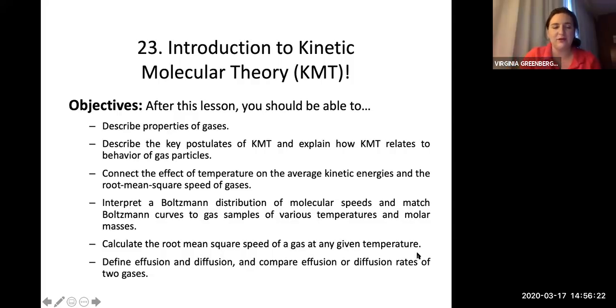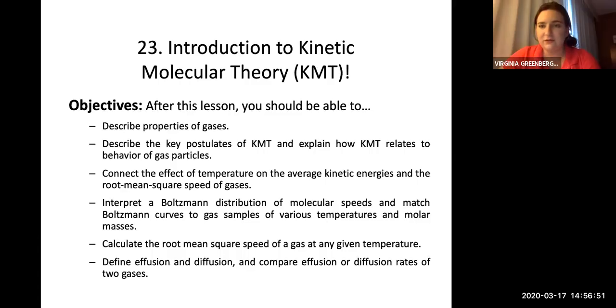The kinetic molecular theory of gases is a tool that we use to describe the properties of gases. We'll look at some of the key tenets of this theory, and then we'll look at how kinetic energy is involved and how temperature and molecular weight of the different molecules impacts that value. We'll look at a distribution of the speeds that different gas molecules can occupy and look at a way to graph those speeds. And then we'll calculate those speeds for a given gas at a given temperature.